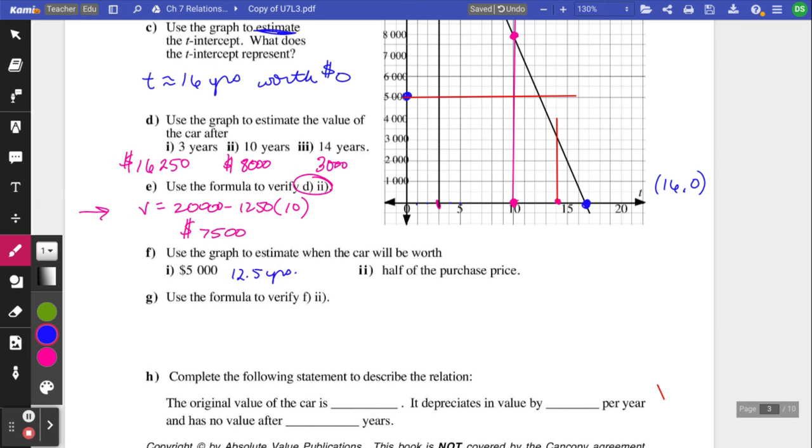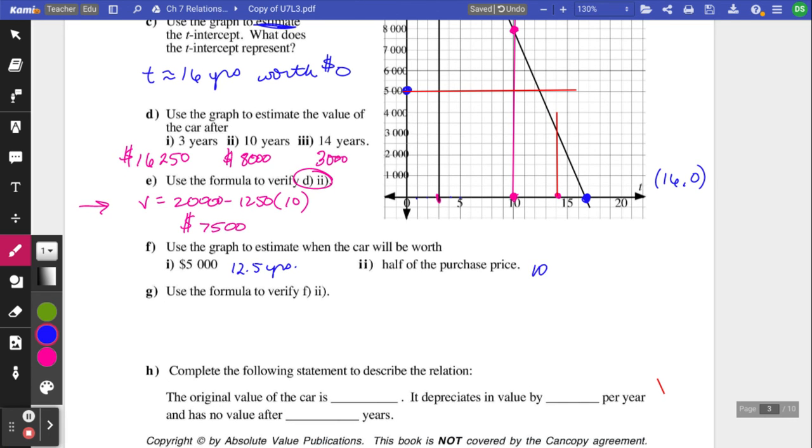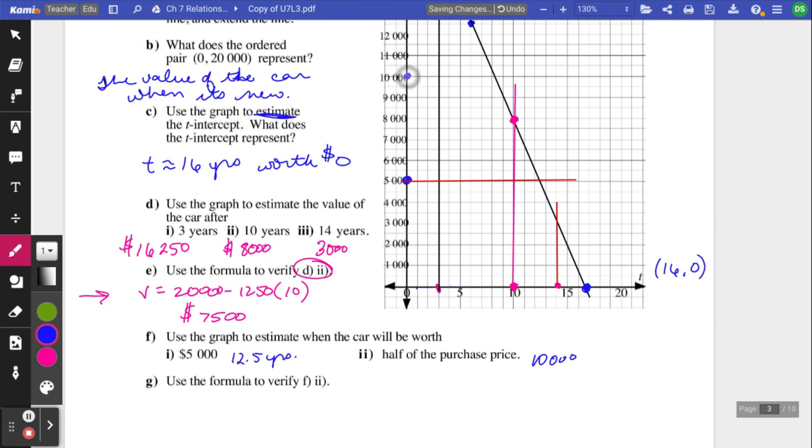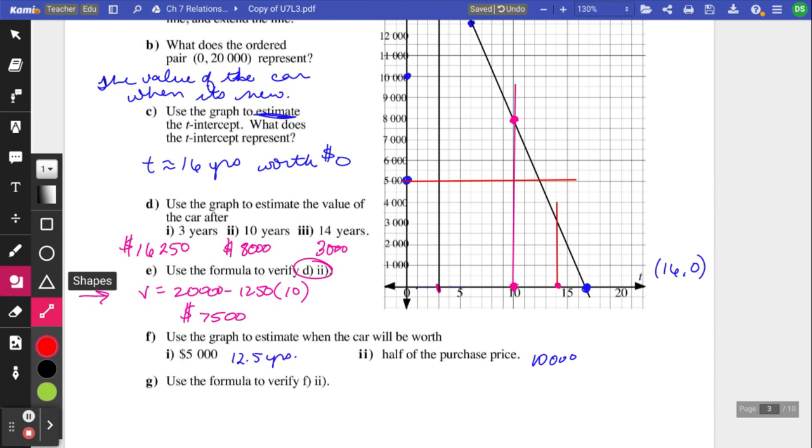12.5 years. When is it worth half the purchase price? What would that be? 10 grand, right? So when is it worth 10 grand? So again, go to the value of the car, 10,000. Go across. You thinking it's 8? Okay.